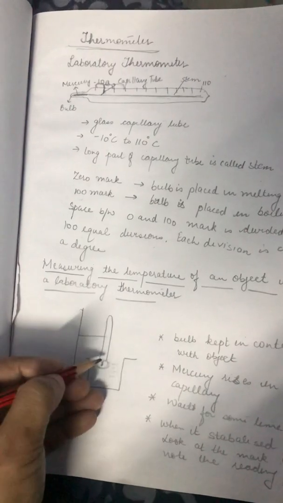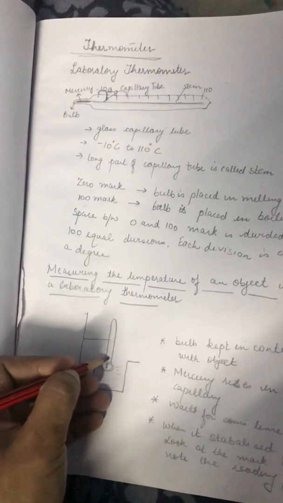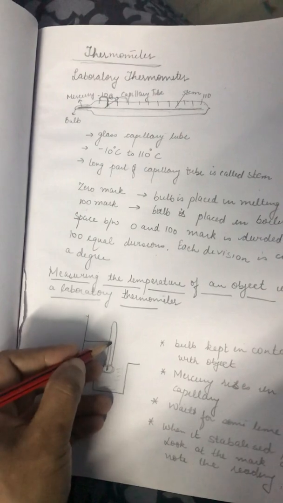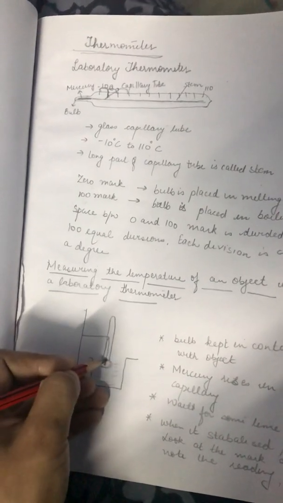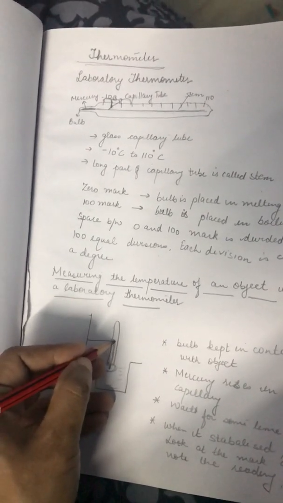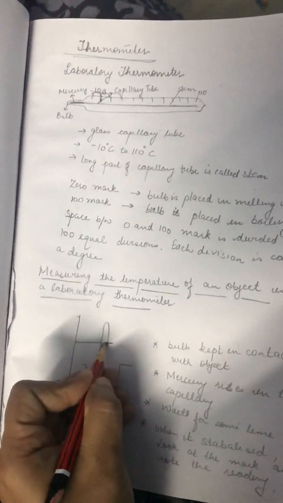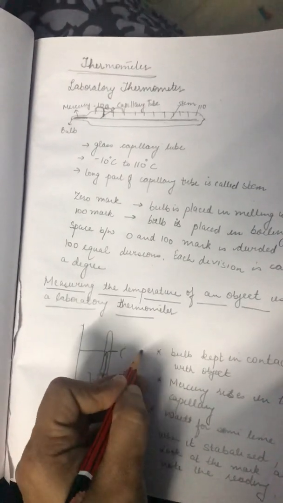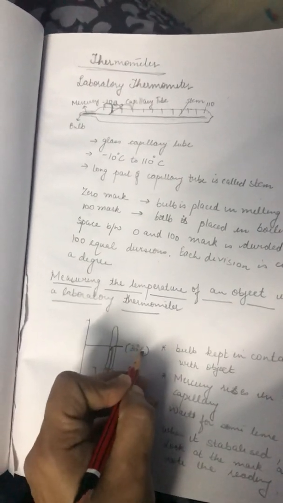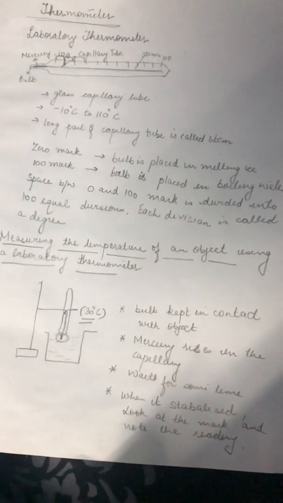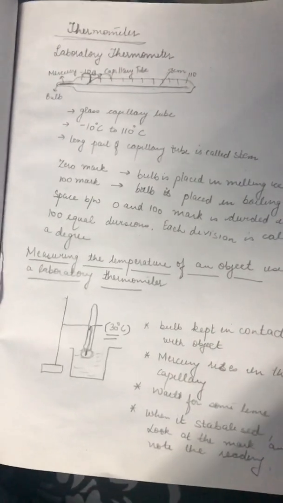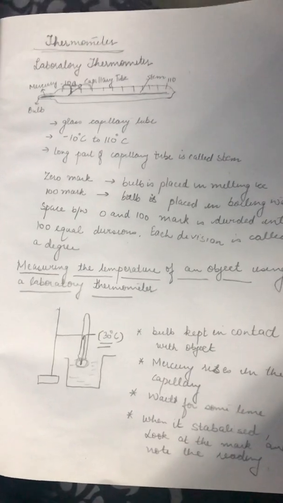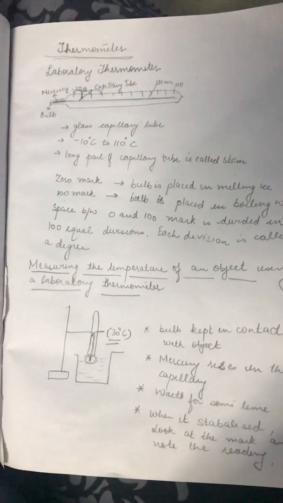When the bulb touches that object, the mercury level in this capillary will start rising. You have to wait for some time until it stabilizes itself. When it stabilizes, you just note down the degree at which it is coming. Here it is coming out to be 30 degree. You just note down that degree and you will say that a particular body has this much temperature. This is about the laboratory thermometer. Then next, now we will have the clinical thermometer.